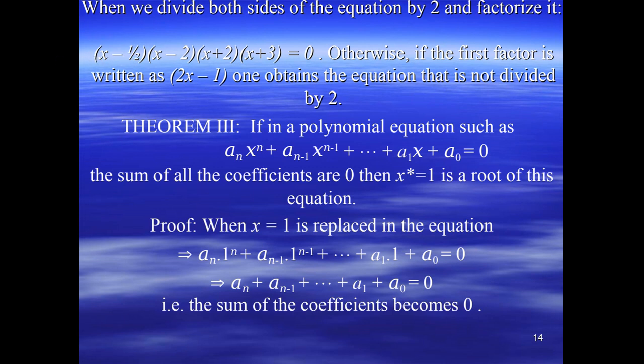So from here, if we already have the factorized equation at hand, we can equate all these factors to 0 and obtain the roots as well. But here we have gone the other way around. Otherwise, if the first factor is written as 2x minus 1, which is possible, one obtains the equation that is not divided by 2. Of course, this is possible as well.